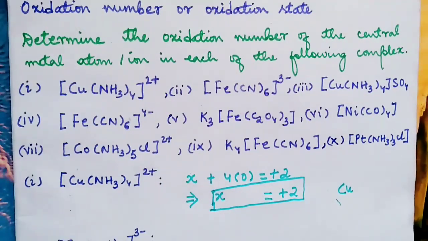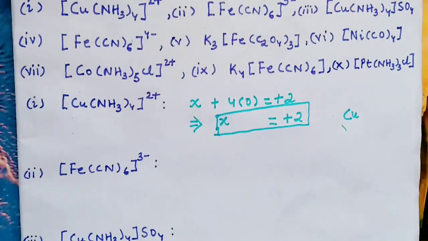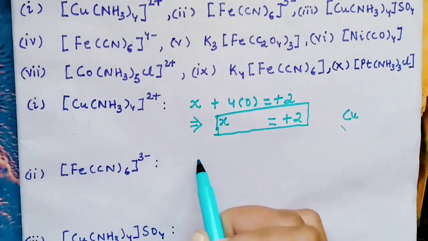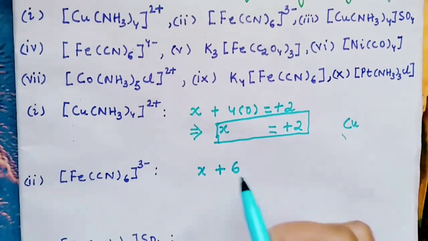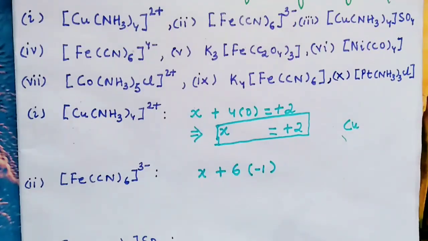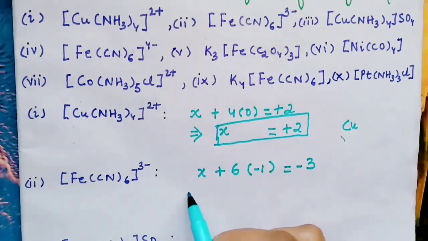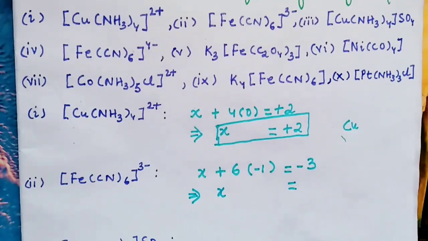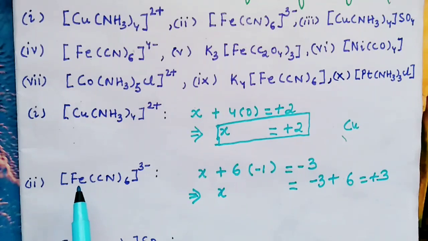In the same way, for the second example, follow the same procedure. We denote that one by X. For iron, plus 6 into minus 1, because minus 1 is the charge carried by this CN molecule. Equate it to the negative charge, minus 3. So from here you will get your X to be what? Minus 3 plus 6, you get plus 3. So plus 3 is the oxidation number of this central metal ion.